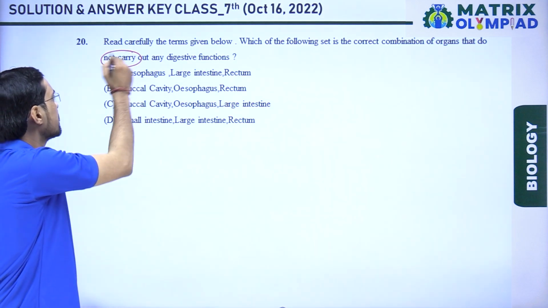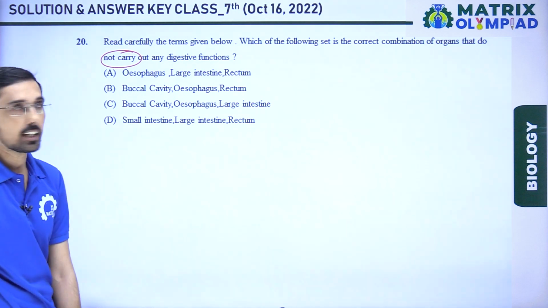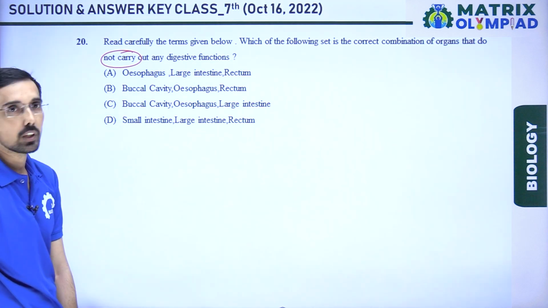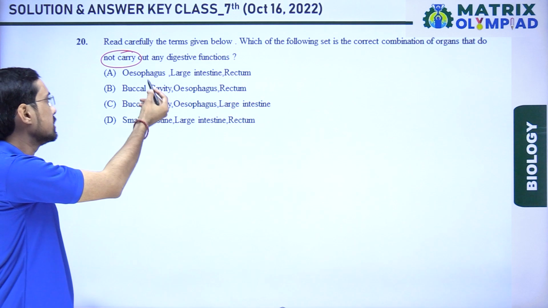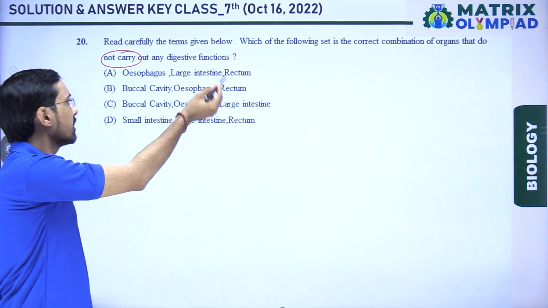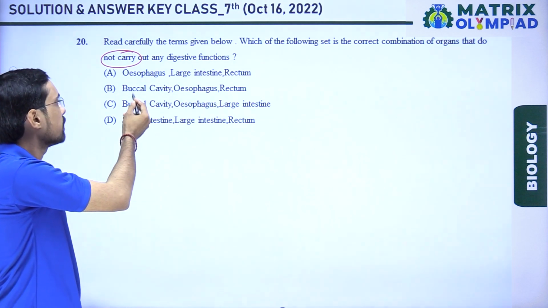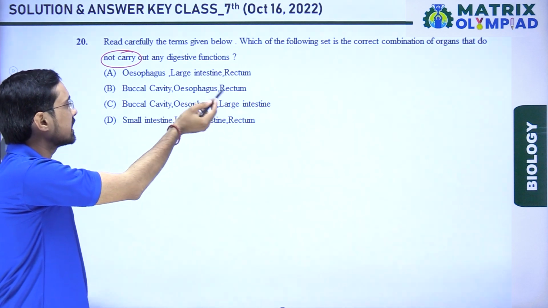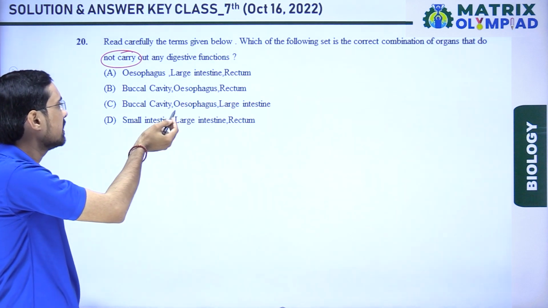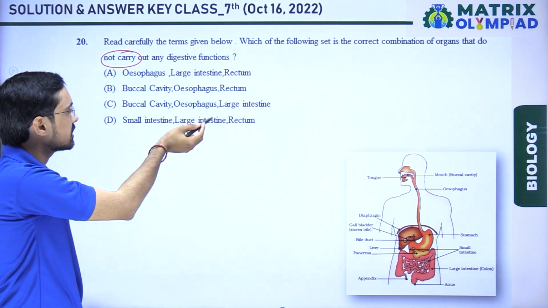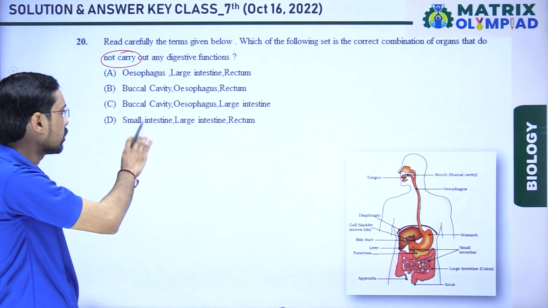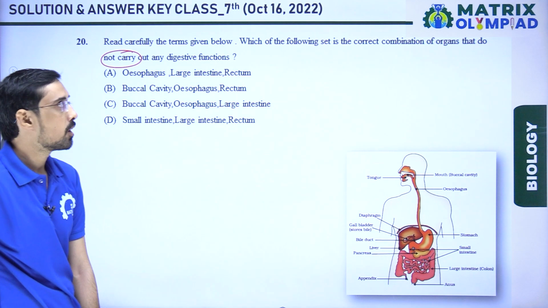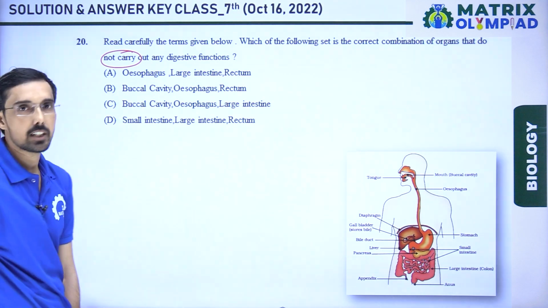The most important thing is you have to select the parts that do not carry out any digestive functions. The first option is esophagus, large intestine, rectum. The second option is buccal cavity, esophagus and rectum. The third is buccal cavity, esophagus, large intestine, and the last option is small intestine, large intestine and rectum. All these are parts of the alimentary canal.